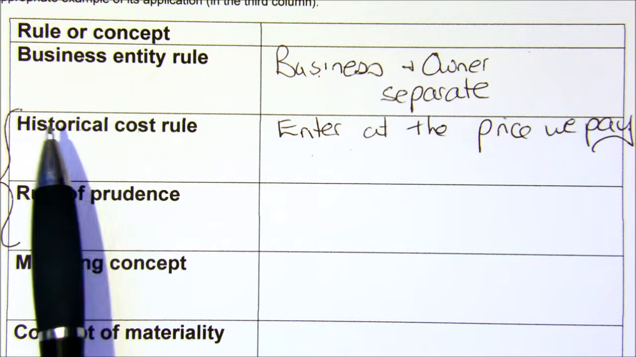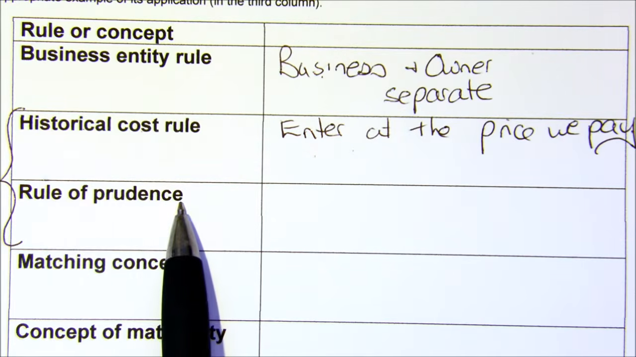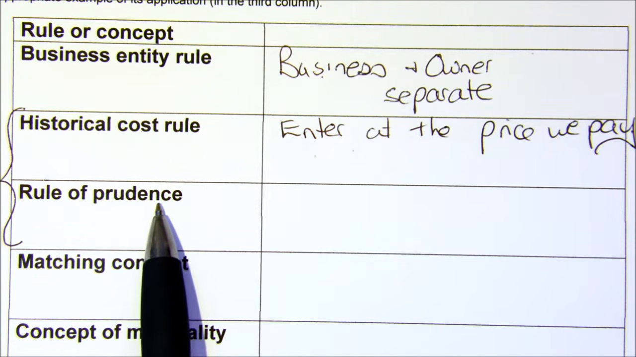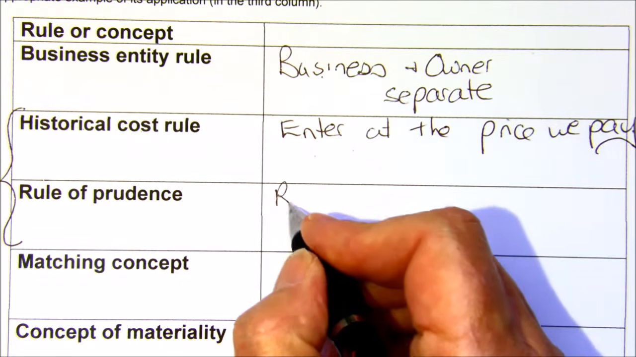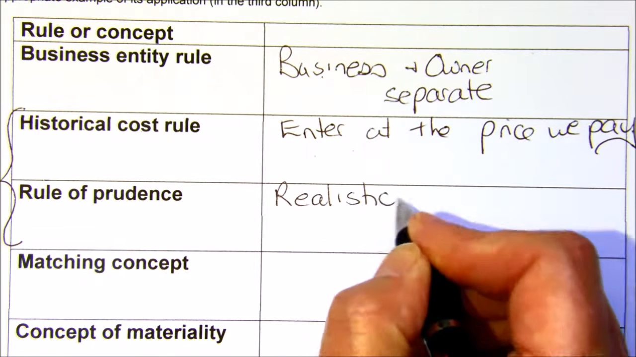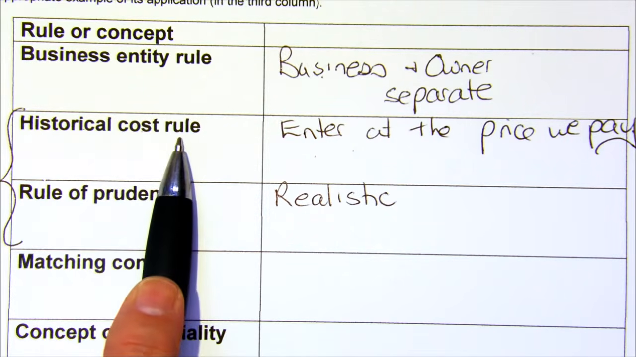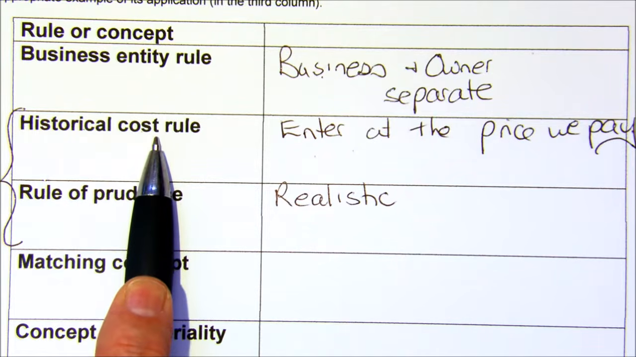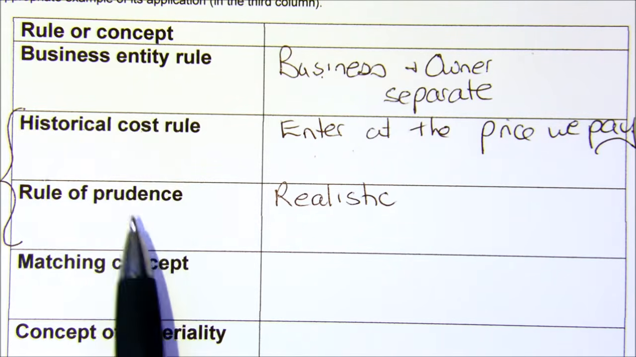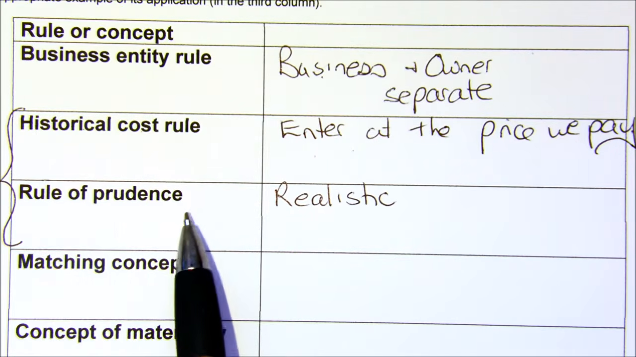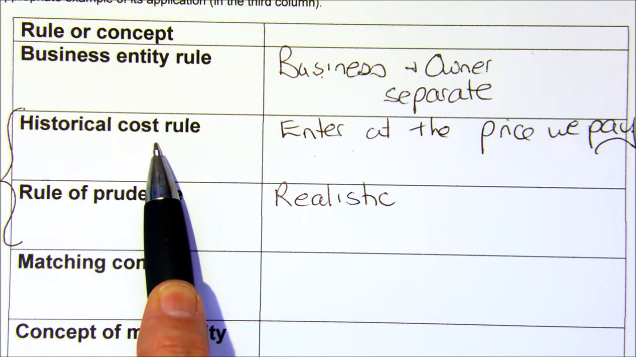All right, now we get a contradiction with this rule of prudence. I'm going to talk about prudence first, and I'll tell you what the new concept of this is. Prudence says to us, you must be realistic. So let's take an example of vehicles. The historical cost rule says I must put my vehicle in at the 200,000 that I bought it for. Prudence contradicts that, and it says no, you must be realistic. That vehicle is not worth 200,000 anymore. In this case, prudence will take preference over the historical cost rule.